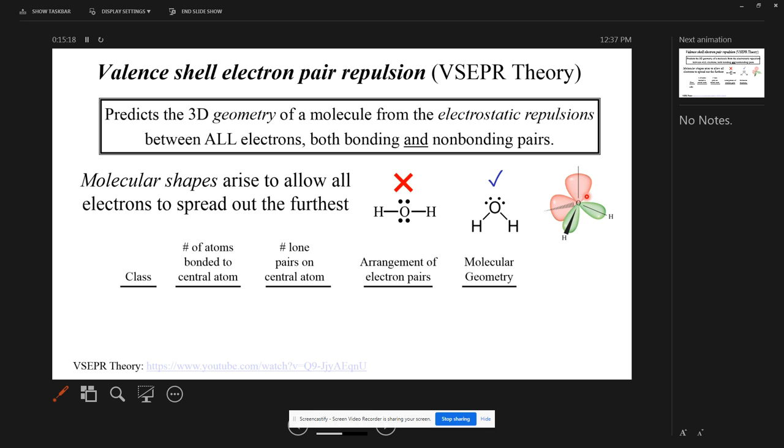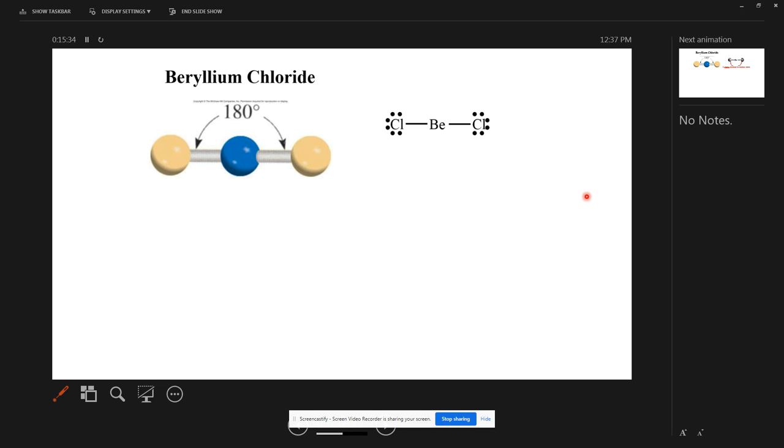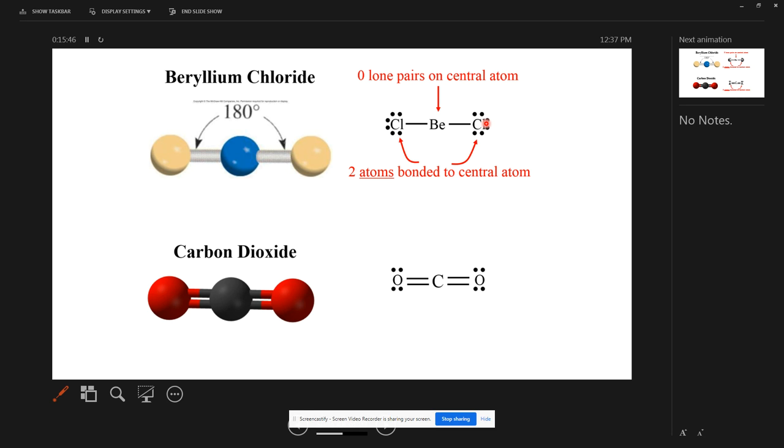So we're going to look at a series of classes. This first one is: what if you have two things bonded to a central atom and there are 0 non-bonding pairs? Not terribly exciting, but here we have beryllium chloride. There are only two things, and if you imagine each of these atoms pushing as far apart as they possibly can, they're going to push 180 degrees. And when that happens, you get what we call a linear structure.